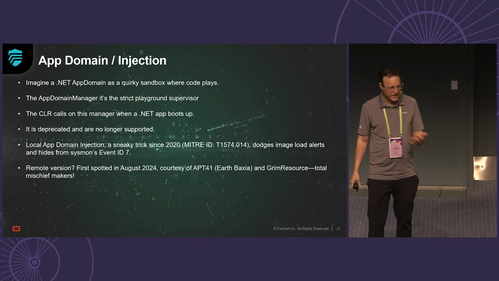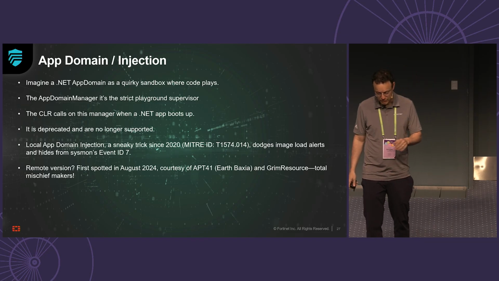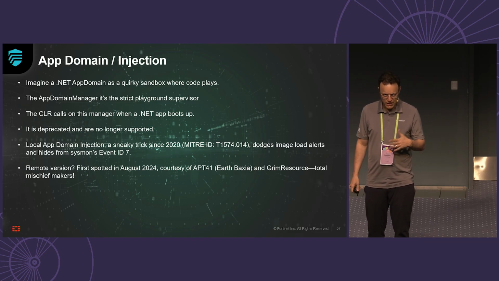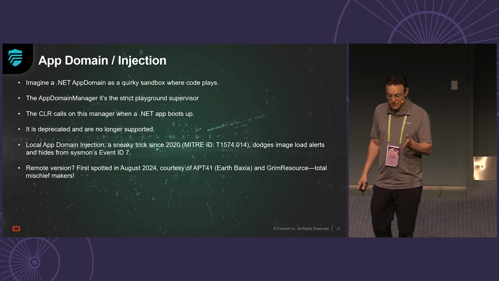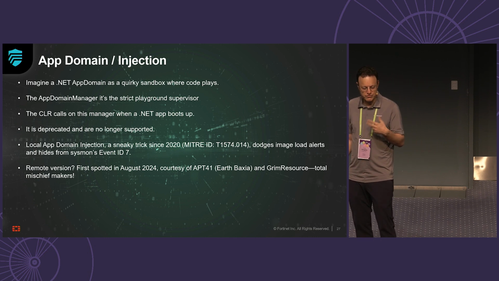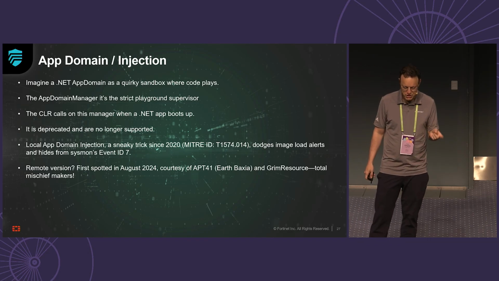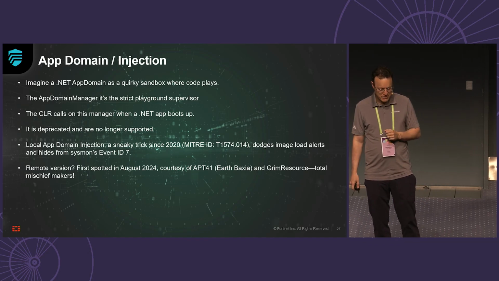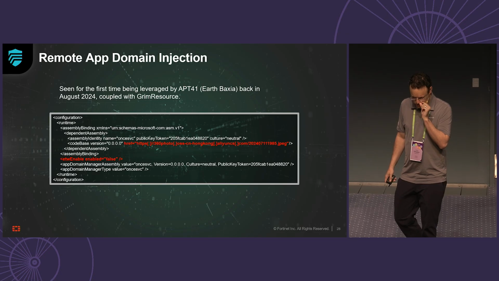It is deprecated and no longer used, and local AppDomain injection is a somewhat older trick. Since 2020, MITRE has categorized this type of injection. And a lot of red teamers use this to this day. It's very effective. But the remote version was first spotted in August 2024, courtesy of APT41. So how does it work?